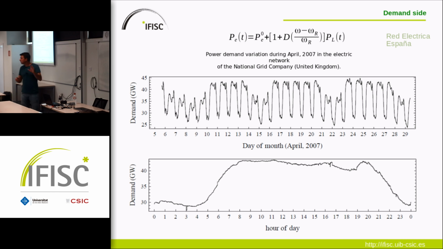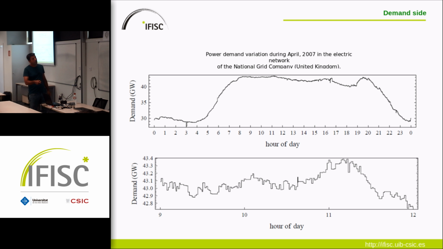In this talk we are not going to talk about daily variations. We are more concerned with the fast variations within the hour. You see that the demand is fluctuating fast within the hour. This is just 2 hours, from 9 to 11, and you see how the demand is fluctuating all the time. This is us switching on and off devices, and that's what I'm trying to model.